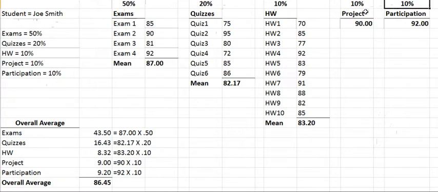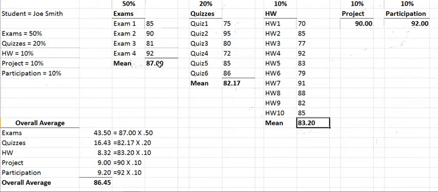And what we need to do to calculate a weighted average is we need to first find out the average or mean for each category. So we simply added up all of the exam grades, and there were 4 of them. We divided by 4 and got an average grade of 87. We did the same for the quizzes to get a mean of 82.17, and the same for the homework to get an average of 83.20. The project and participation, we don't need to calculate an average because there's only one grade for each.